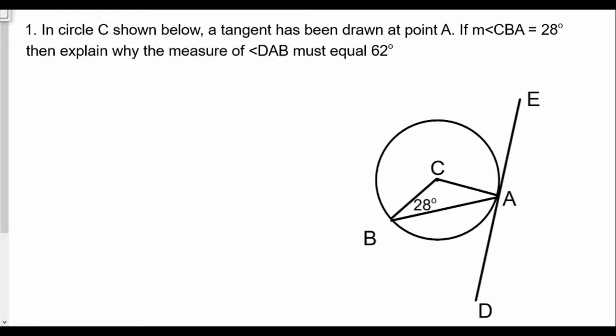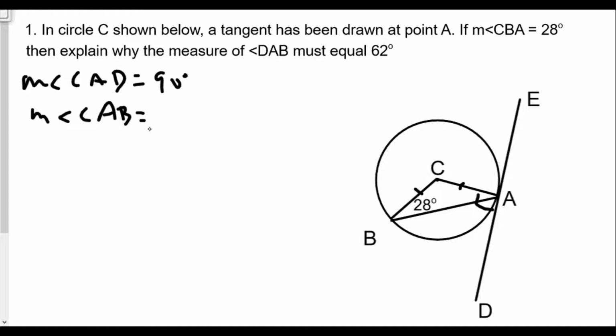So angle CAD is a right angle, or in this case, the measure of angle CAD is equal to 90 degrees. From there, we also know that BC and AC are both congruent because all radii of a circle are congruent, which means you have an isosceles triangle here. That means the measure of angle CAB must equal the measure of angle CBA, because in a triangle, if two sides are congruent or equal in measure, their opposite angles must be congruent or equal in measure. So we're going to have 28 degrees here.